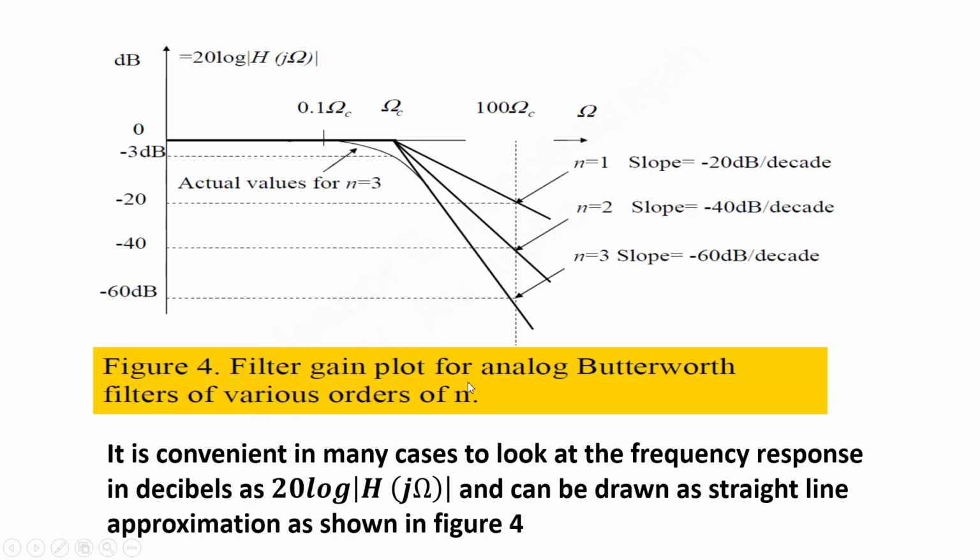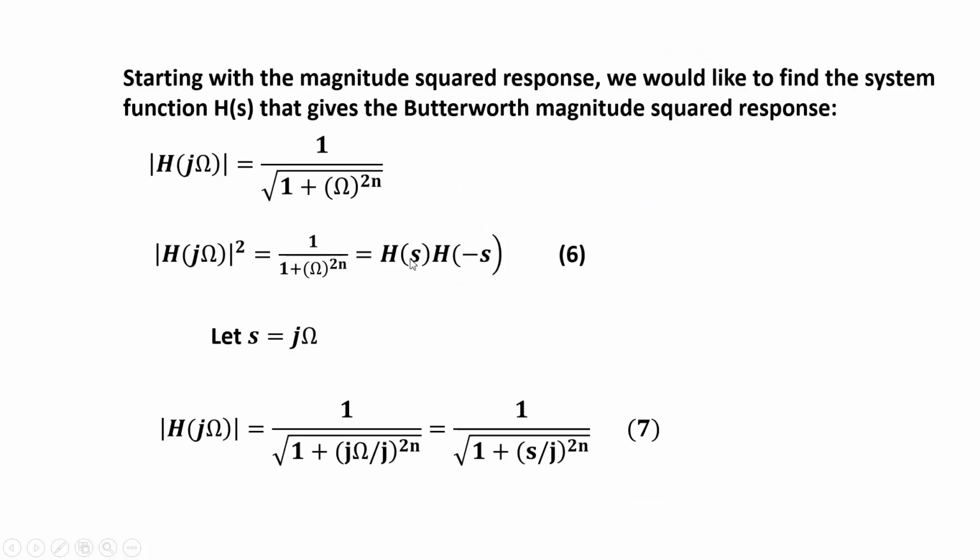Filter gain plot. This curve actually explains the filter gain plot for analog Butterworth filters of various orders n. It is convenient in many cases to look at the frequency response in decibels as 20 log |H(jω)|, and it can be drawn as a straight line approximation as shown in this figure. All right.